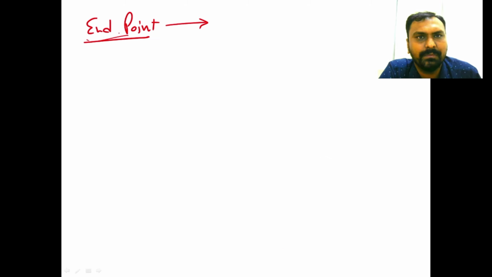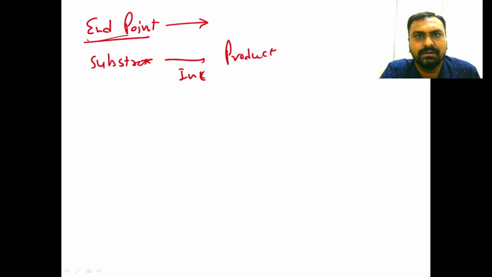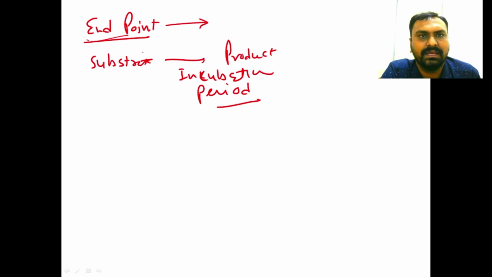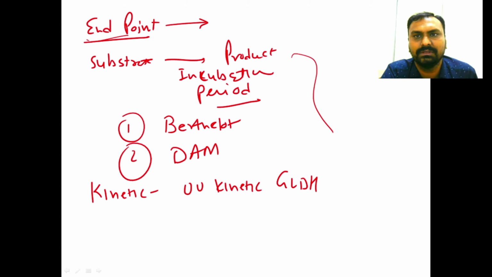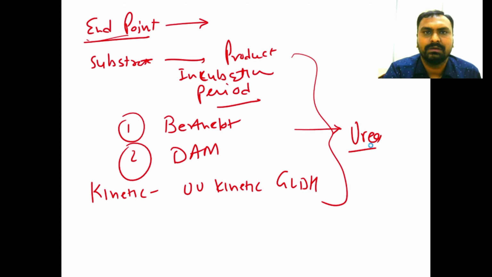So we have seen in the endpoint method, substrate is converted to product after some incubation period. Okay, so that is endpoint. So which are the two methods? One is the Berthelot method, and second is the DAM method, diacetyl monoxide. And the kinetic method is the UV kinetic GLDH method. These are all for the estimation of urea.